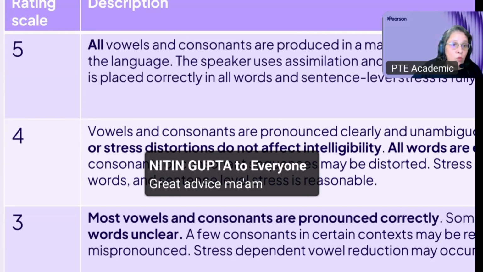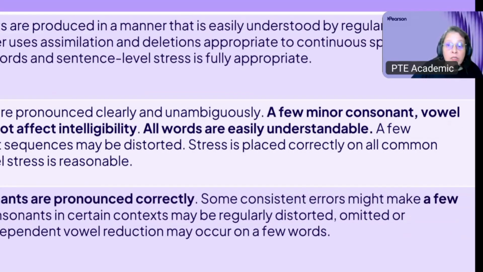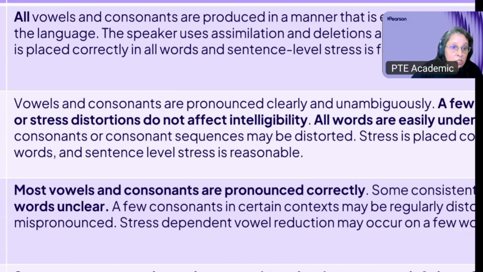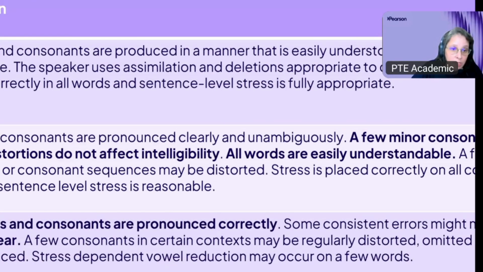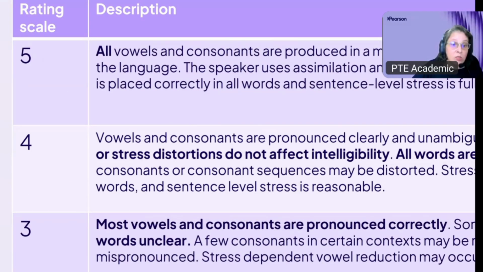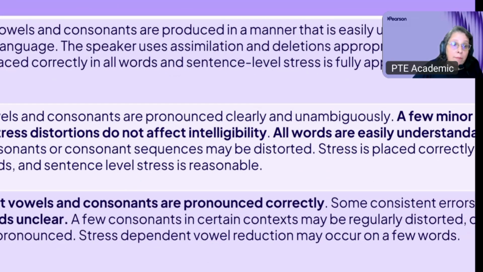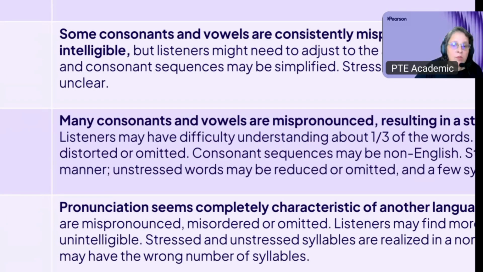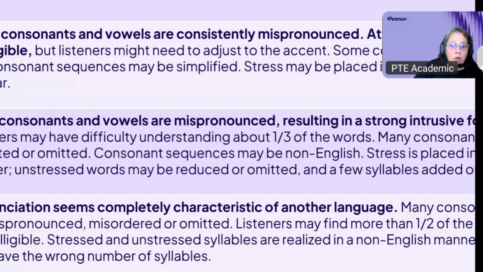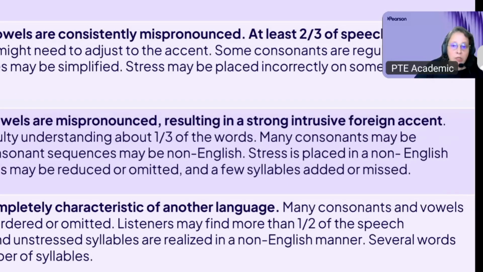The second one says vowels and consonant sounds are produced clearly and unambiguously. A few minor consonant, vowel sounds or stress distortions do not affect intelligibility. Intelligibility means understanding. So there can be minor consonant, vowel and stress mistakes for a 4. All words are easily understandable, but even if there are minor mispronunciations, the speech seems completely characteristic of another language. They're not pronouncing the sounds of English, right? It seems like they're using another language.